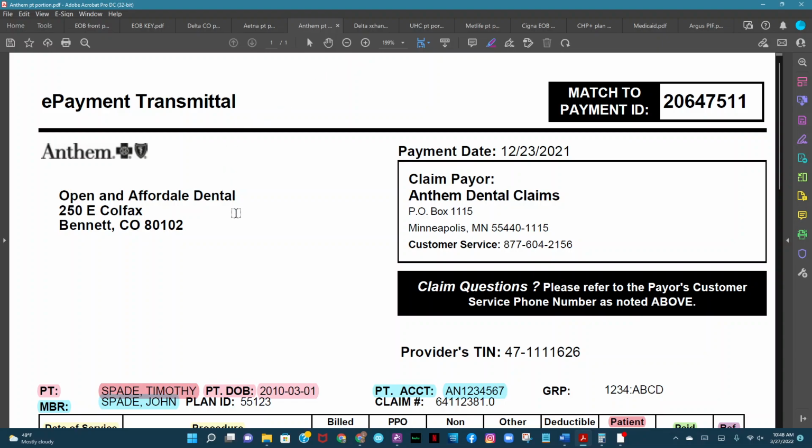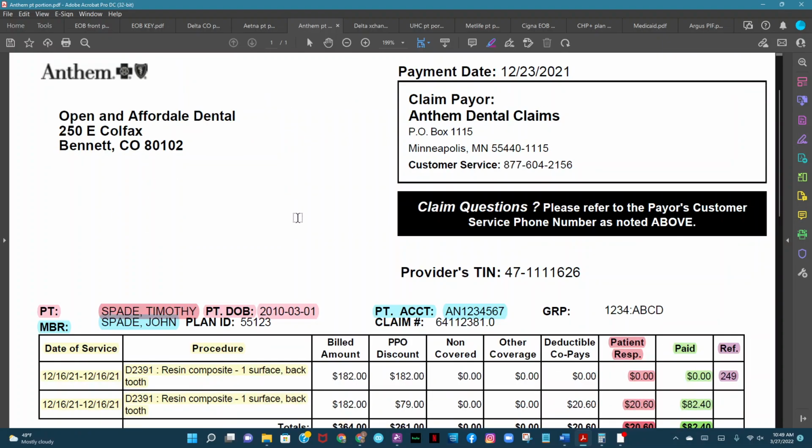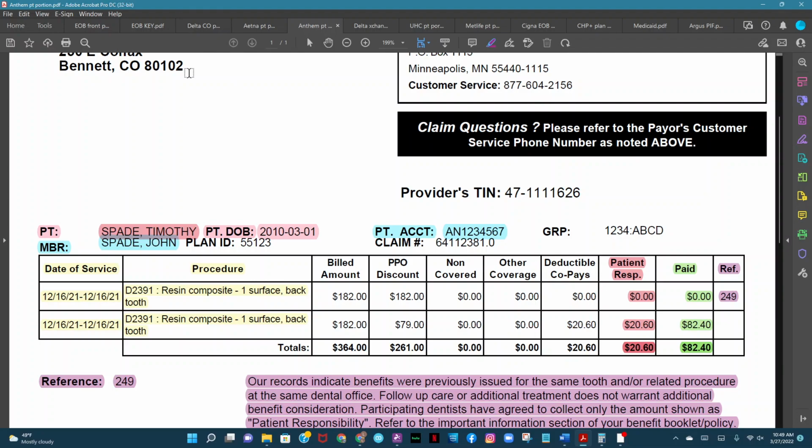Going on to an Anthem EOB here. As you can see, this one looks a little different, and we're missing a couple colors here. This is one of those EOBs that doesn't give you all the information that we would like. First and foremost, you'll see here we have patient name is Timothy Spade. Date of birth, we have 3/1 of 2010. And you look here, member or subscriber is going to be John Spade.